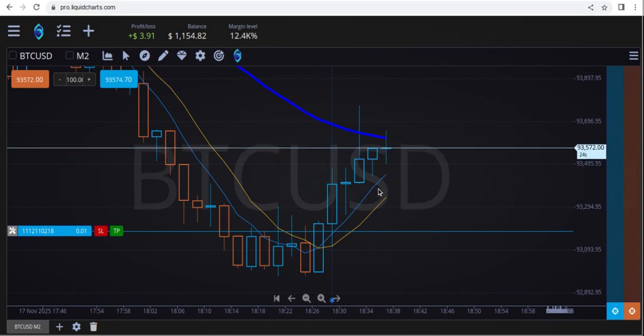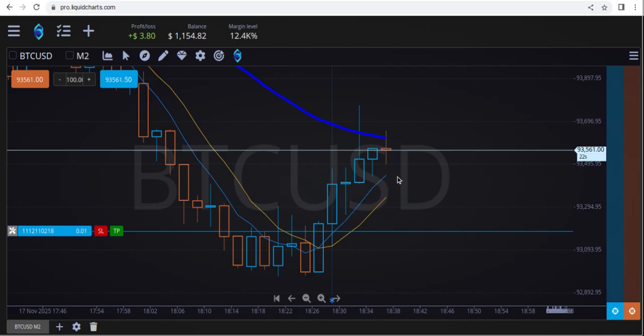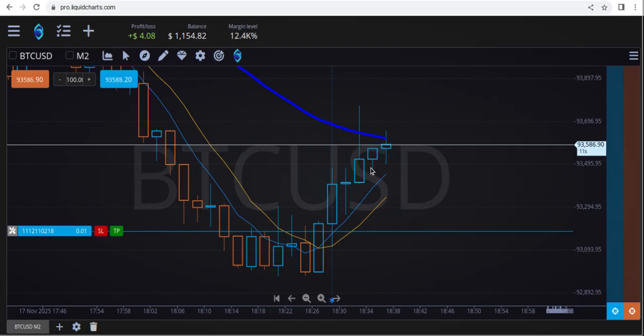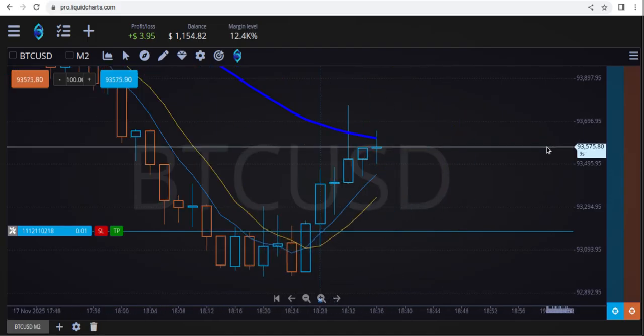Look what the blue moving average is doing. It's still over the orange. I'm in profit $3. Okay. I'm still in profit. Some people think that ain't anything. You know what? It's about the consistency. I can control my lot size. So shame on you for saying that. But let's get back to it.